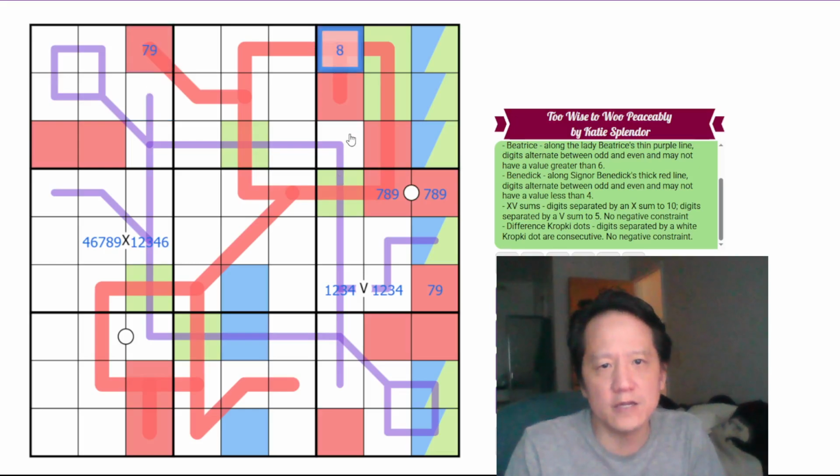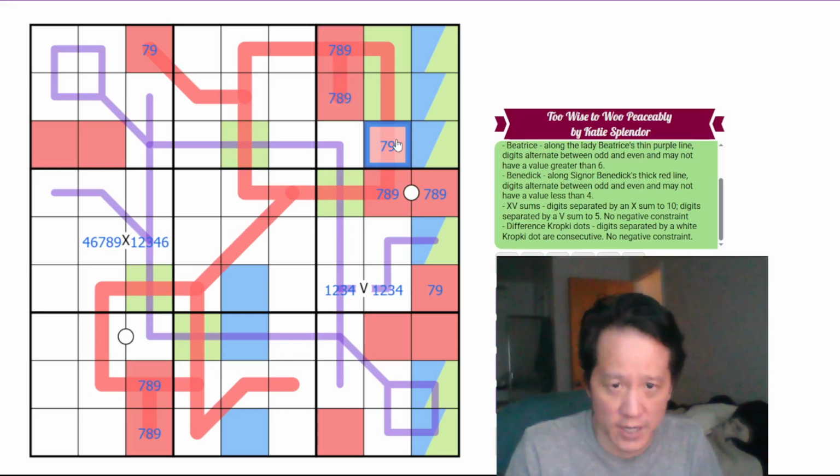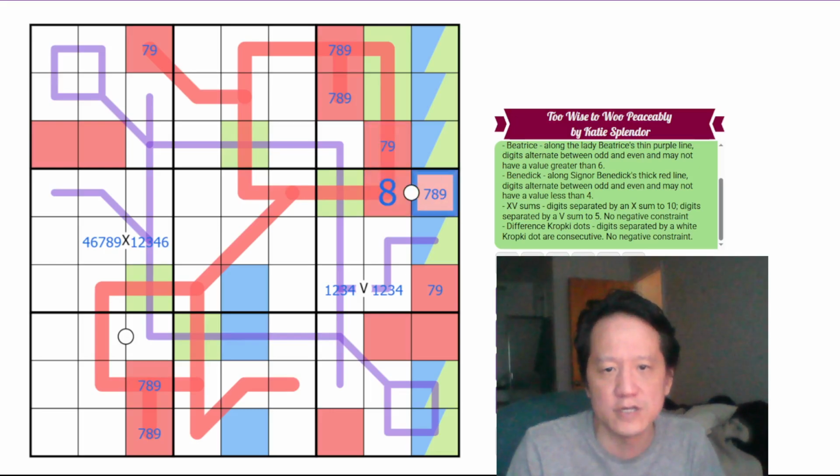This is 8 with 7 or 9. And this is 7 or 9 here. So this is 8 with 7 or 9. This is 7 or... Yeah. This alternates between odd and even. This is odd. So this has to be 7 or 9, which forces this to be even. So this is 8, which means this can't be 8. This is a 7-9 pair, which eliminates 7 and 9 in the rest of the column. So this is 8. This is 7 or 9. This is 7 or 9.